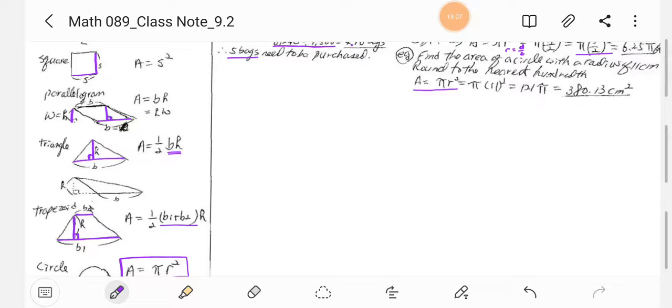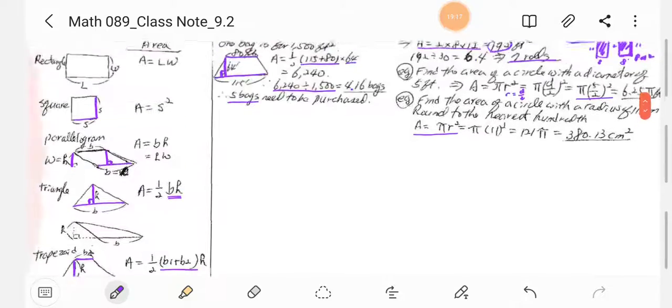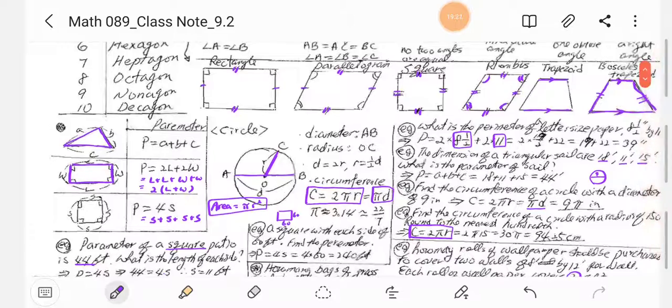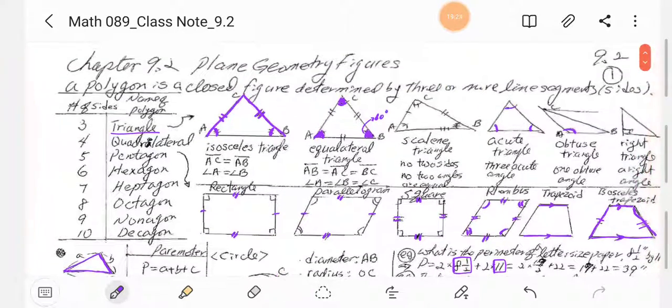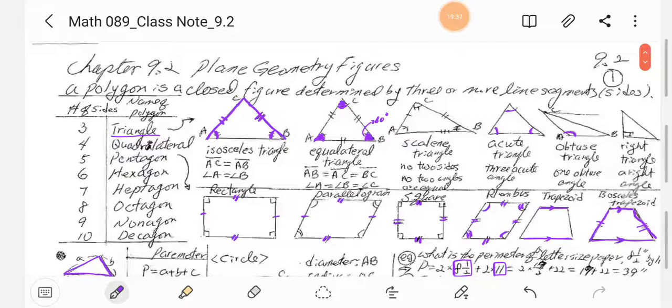So parallelogram, triangle. So triangle is really important. Don't forget the formula of the triangle, circle, trapezoid, and rectangle. Very, very important. Okay, so that's it for this section. Because this section has so many formulas, so please memorize these formulas.